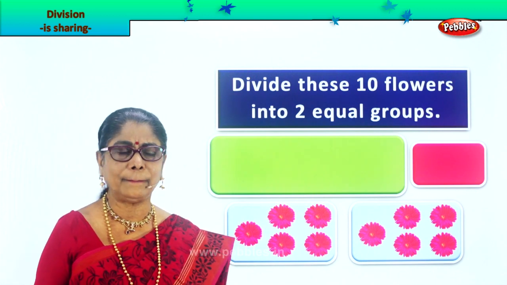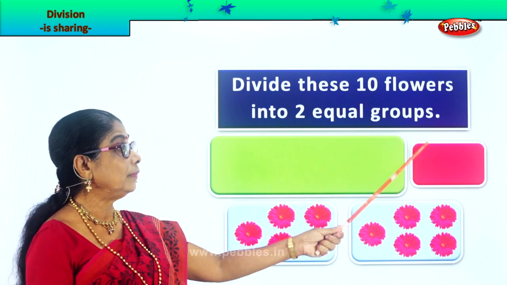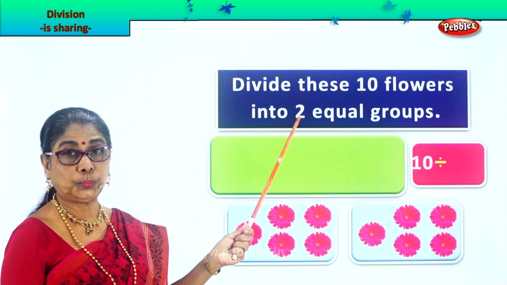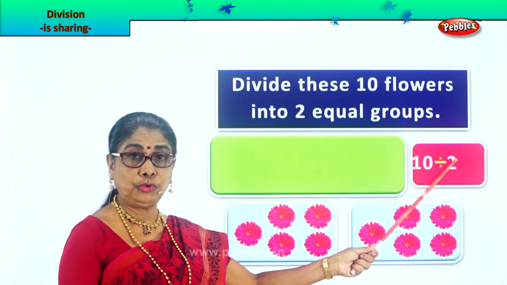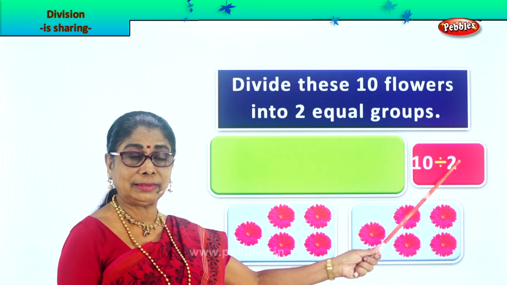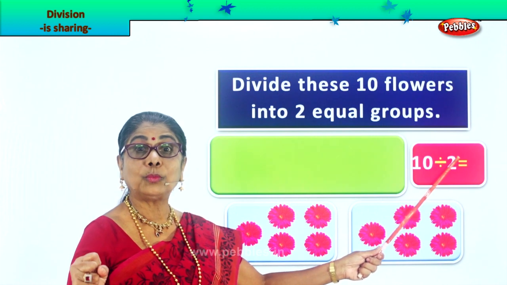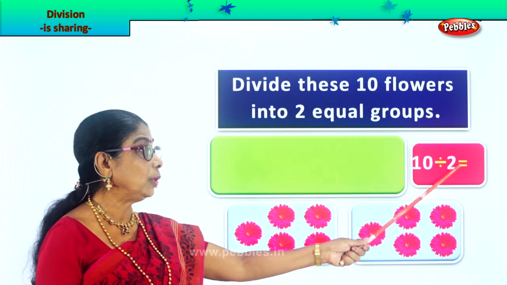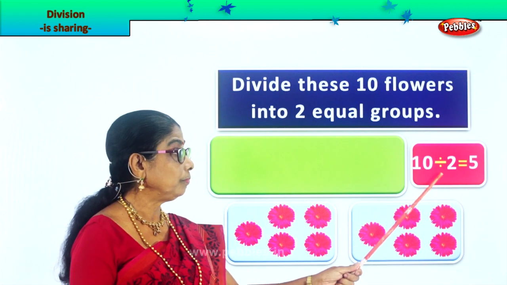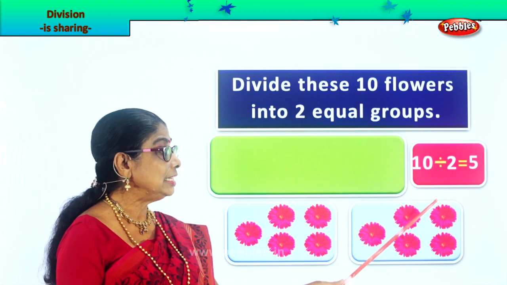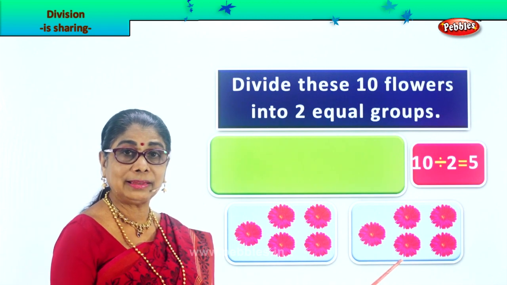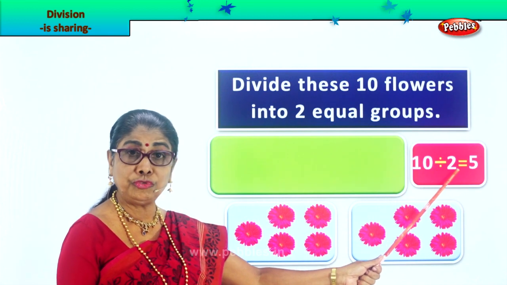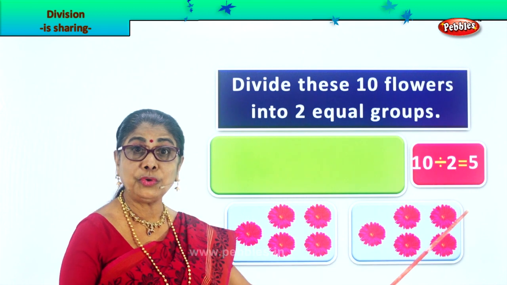When you write the sum, we write it as total of 10. So we write here 10 divided by 2. 10 flowers are put into 2 trays. Equal to, what is the answer? How many flowers are there in the tray? 1 tray, 5 flowers. So equal to, your answer is 5. Okay? 10 flowers divided equally between 2 trays, and 1 tray has 5 flowers. 10 divided by 2 equals 5.